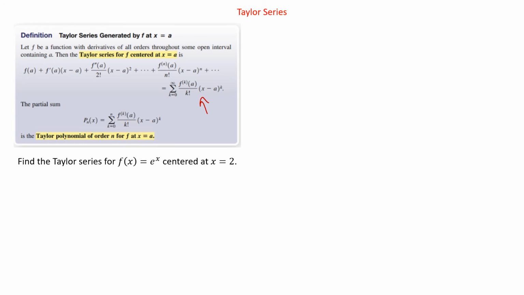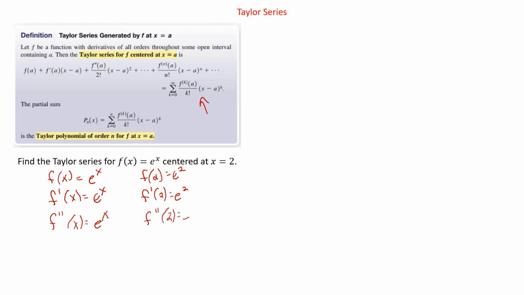Let's find a few. So we'll have f of x equals e to the x, which means f of 2 equals e squared. F prime of x equals e to the x, so f prime of 2 equals e squared. In fact, all of our derivatives are going to be that way. All the derivatives are just going to be e squared.